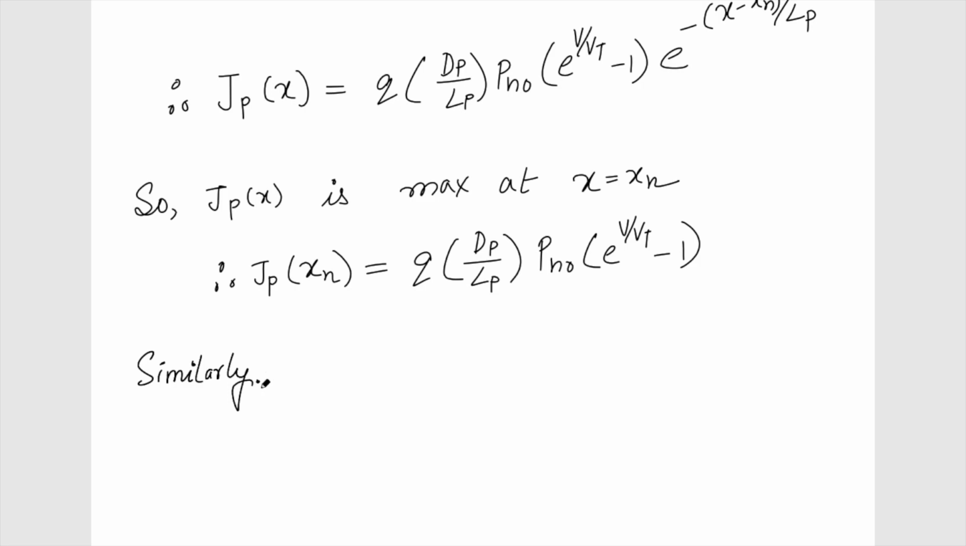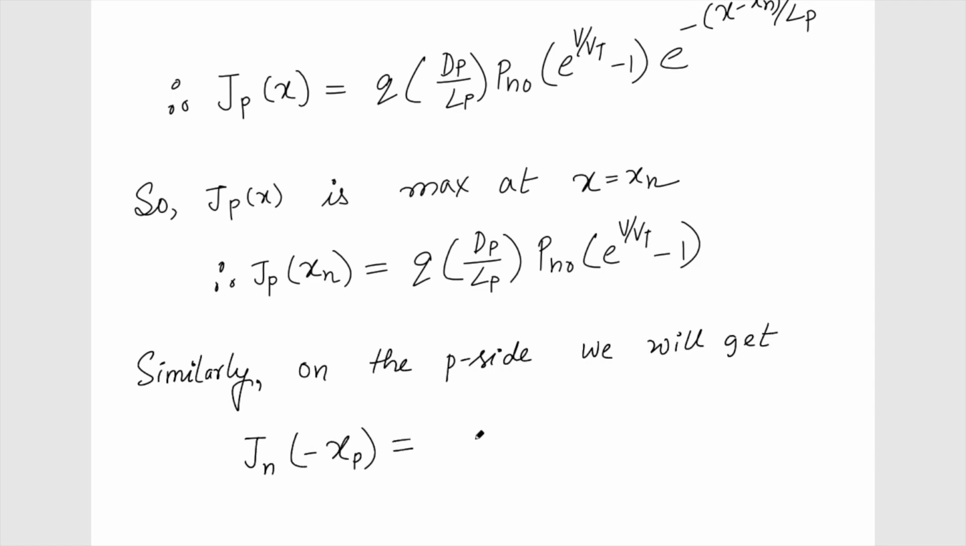Similarly, on the p side we will get Jn due to the electrons at minus xp, which is maximum and is given by q into Dn over Ln into np0 (e power V by VT minus 1). So it will be exactly opposite: Dp Lp will be replaced by Dn Ln, and pn0 will be replaced by np0.